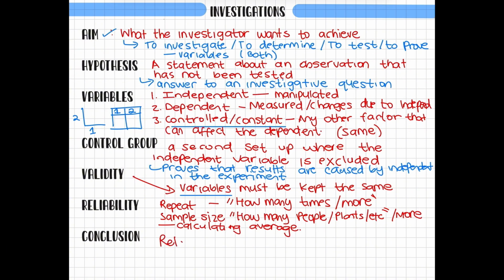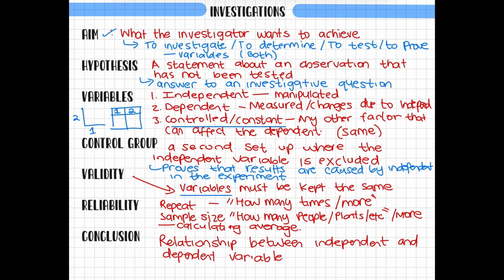Last but not least is the conclusion. It just gives us the relationship between the independent variable and the dependent variable. For example, as light intensity increases, the rate of photosynthesis will also increase. So here we are stating the effect of the independent variable on the dependent variable.